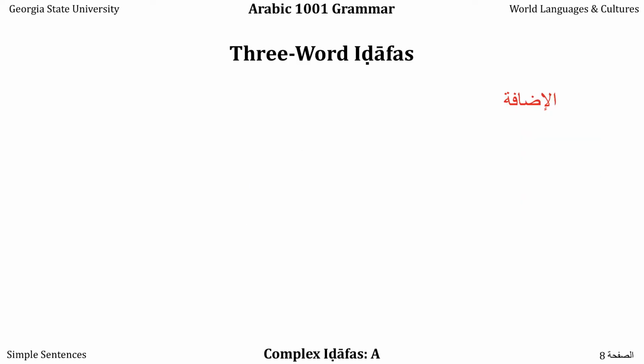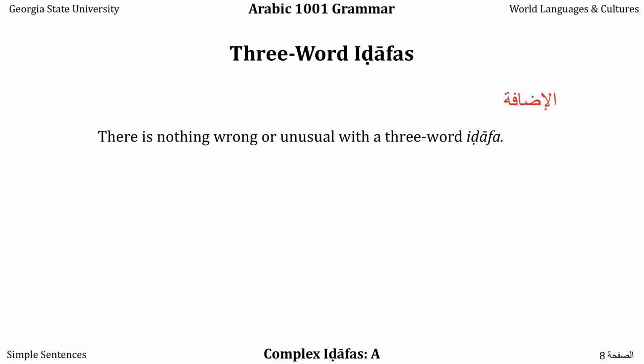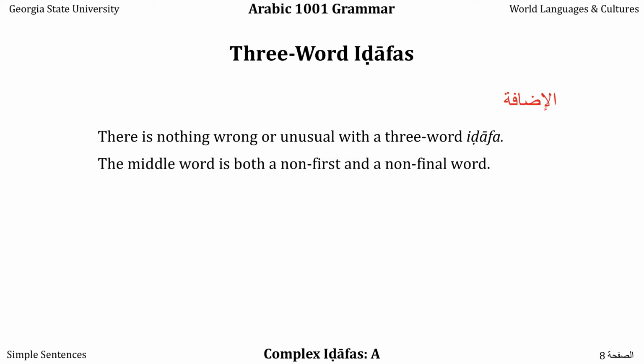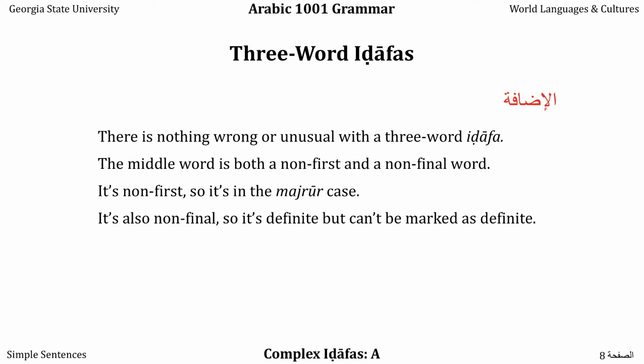So let's focus on three-word idafas. There's nothing wrong or unusual with them. In fact, they're very, very common. The middle word is both a non-first and a non-final word. It's non-first, so it's in the majroor case, and it's non-final, so it's definite, but can't be marked as definite. It can't have alif lam, it can't be a proper noun, it can't have a possessive suffix.